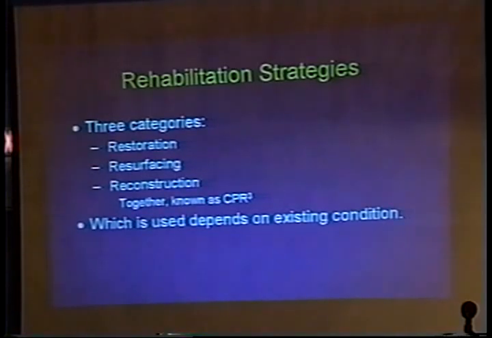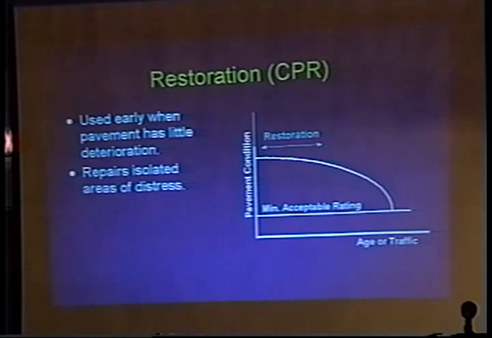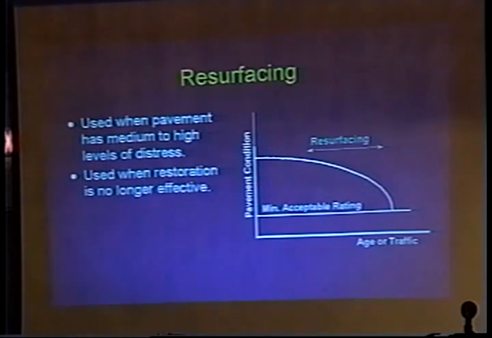3 categories. Restoration. Basically the types of things that we're really going to concentrate on today. Of course, resurfacing is available to you, and then the reconstruction when the pavement gets to a point where it just cannot be either restored or resurfaced, and you have to do something serious with the pavement. Which you use depends on what the existing condition of the pavement is. Restoration is used up in these early ages. This is where you're really in your preventive maintenance, your pavement preservation type of mode. You get down into this area, you're going to be looking at possibly some resurfacing options.